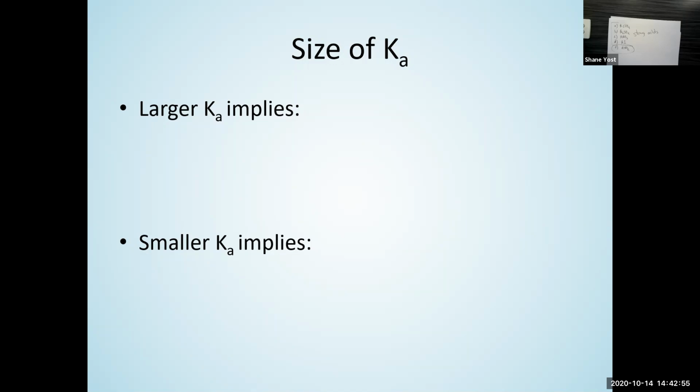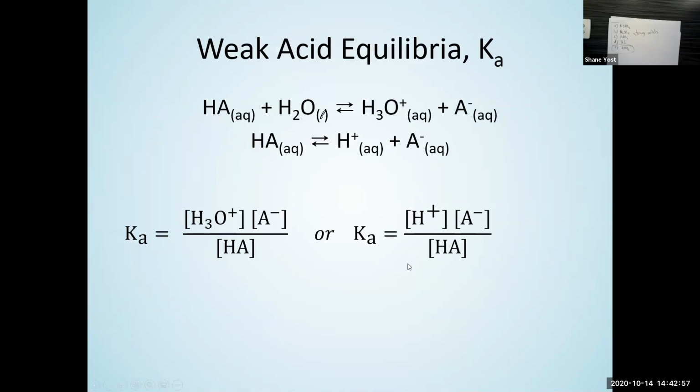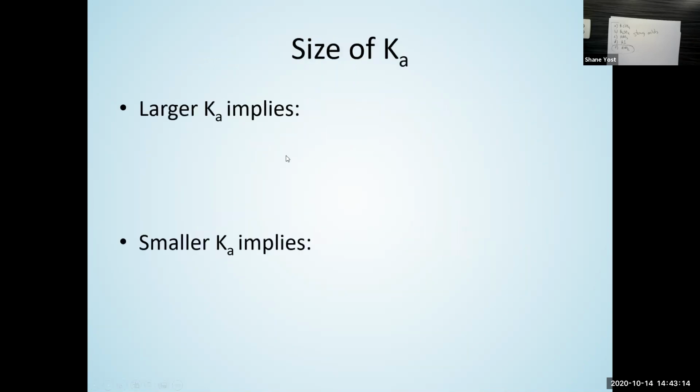Stronger, right? Because in this equilibrium reaction, the larger Ka is, the more products I have, which means the more this acid dissociates and the more protons in solution. And the more protons you put in solution, the stronger the acid, the more acidic the solution is. So the larger Ka implies a stronger acid. The larger the Ka, the stronger that acid is, and therefore, the smaller Ka is, the weaker that acid is.